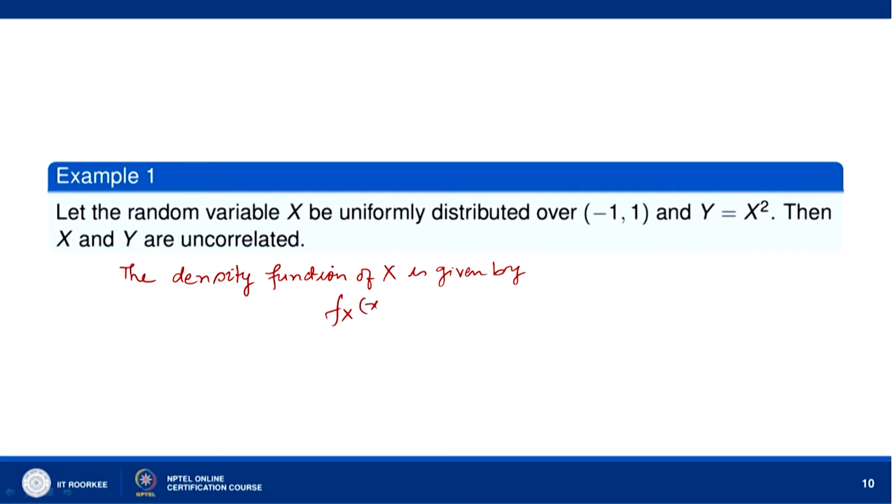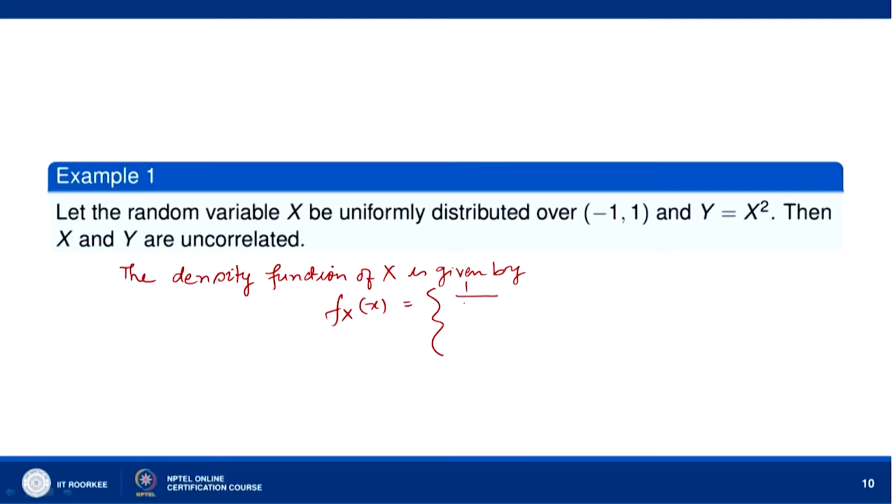f x of x equal to 1 over b minus a. Okay. If it is uniformly distributed over the interval a b, then f x of x is 1 over b minus a. So, this is 1 over 1 plus 1, that is 1 over 2 when x lies in the interval minus 1 to 1 and 0 otherwise. Okay. Now, we need to find the value of rho and show that rho is equal to 0. Okay. So, we have found f x of x.